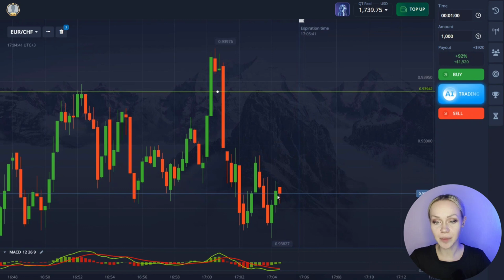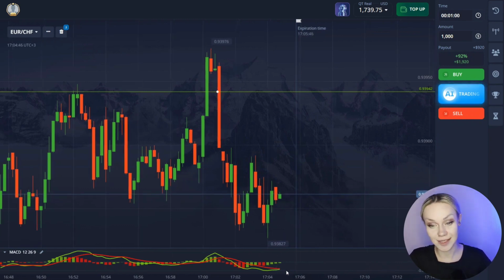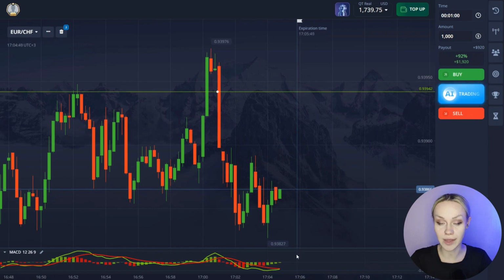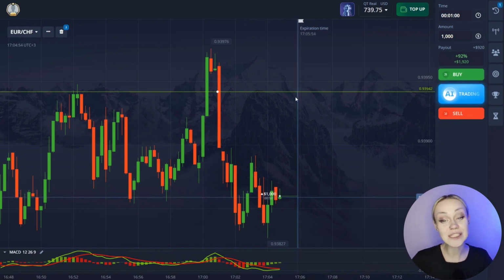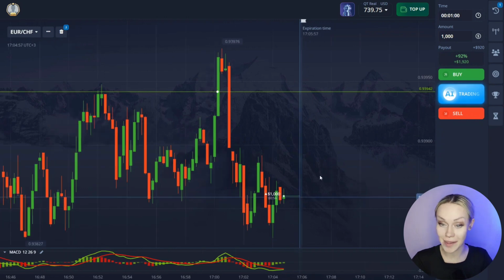It's important that you turn out to be right more times than you make mistakes. Now the price is starting to move up here. We see a green histogram on the indicator and the moving averages are connecting. Therefore, we open a trade for a raise as I think that the price will approach the resistance level, which is still a long way away.